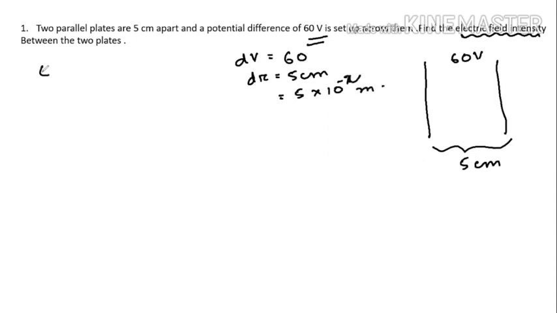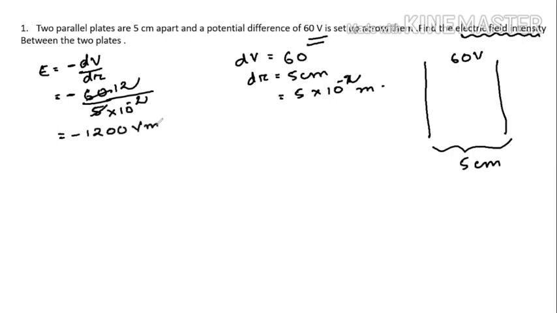If you use this relation, E equals minus dV by dr, we just replace the values, so you get 60 by 5 into 10 to the power minus 2. You get around 1200 volt per meter. So this is the electric field intensity between the plates.